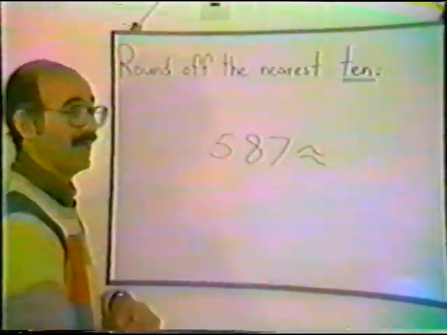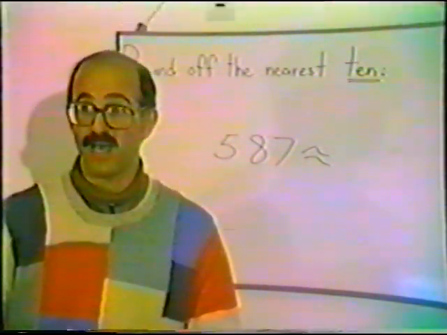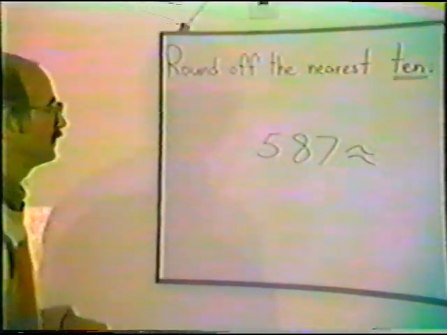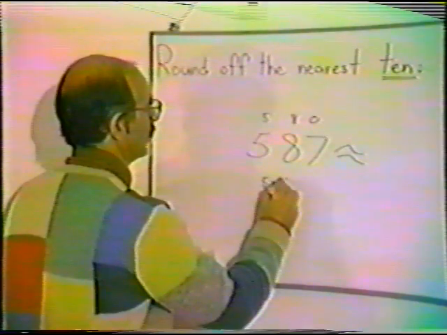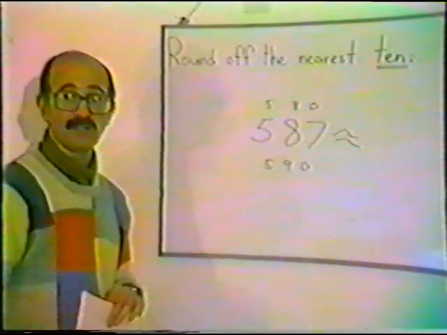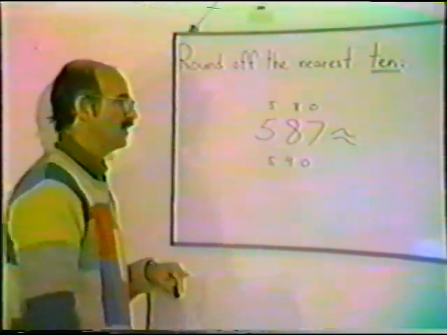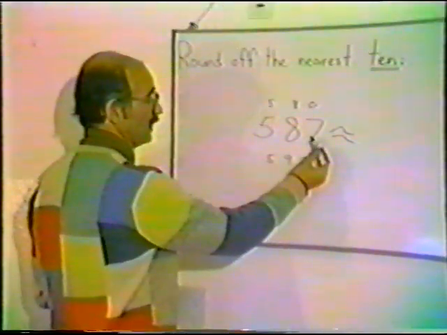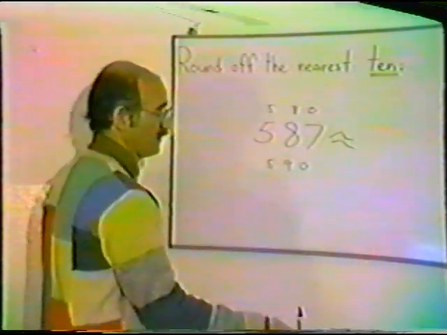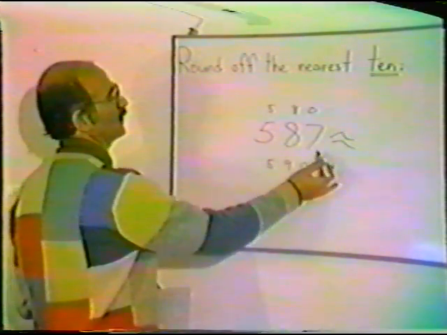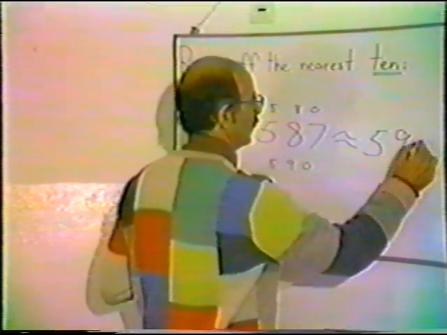587. Counting by tens. What two numbers is that in between? 580 and 590. And which is it closer to? 590. Yes, because the last number here is 5, 6, 7, 8, or 9. It's 5 or above, so it goes up to the next one. 590.